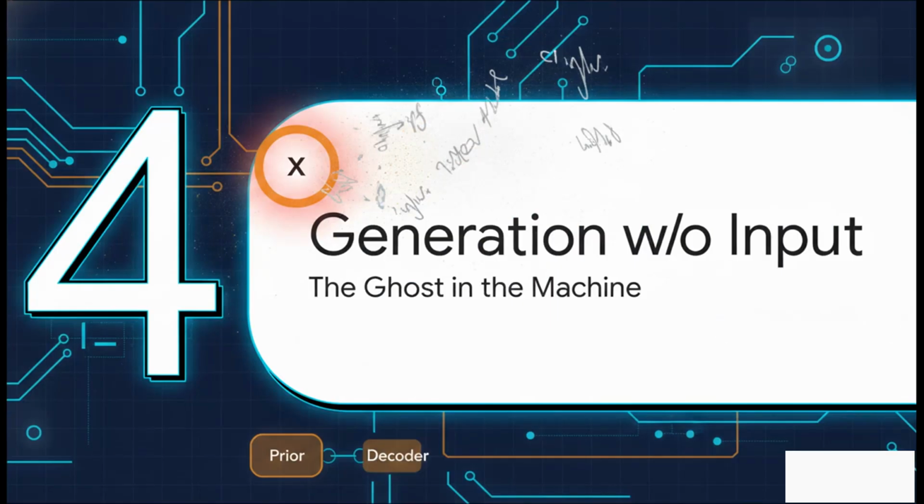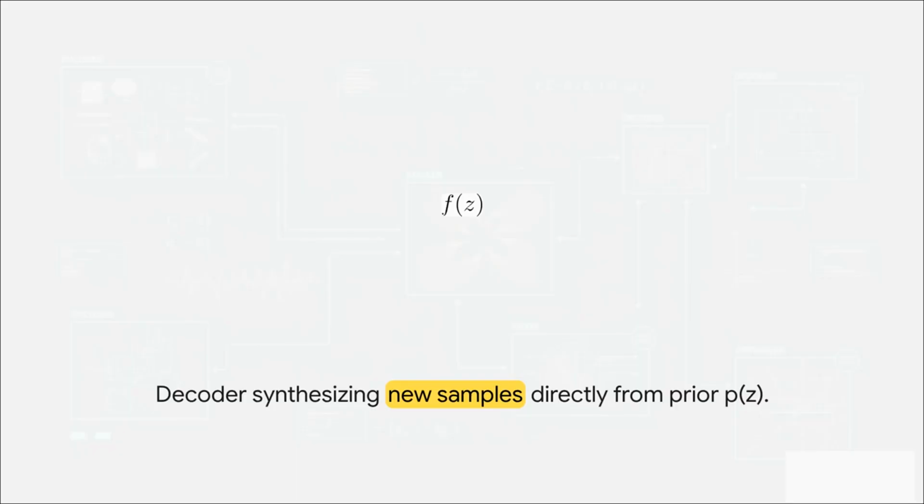All right, moving to part 4, generation without input. This is where we get to the really fun stuff. What happens when we completely shut off the physical intake? No input X at all. This is the true generative magic of the VAE.